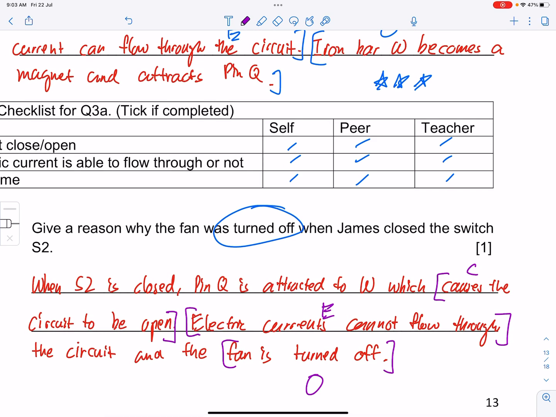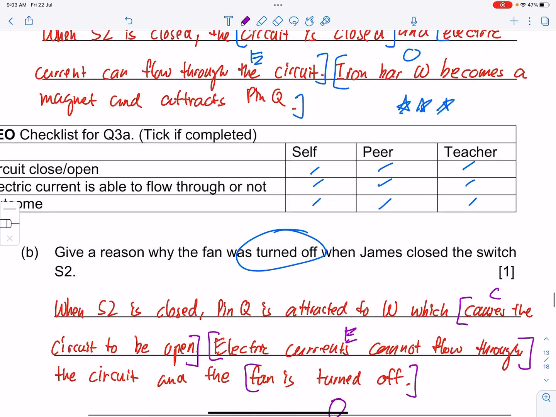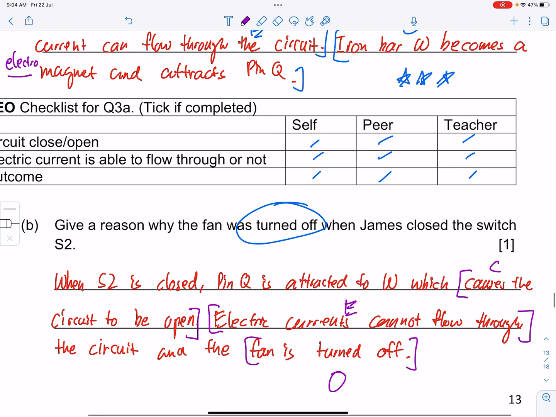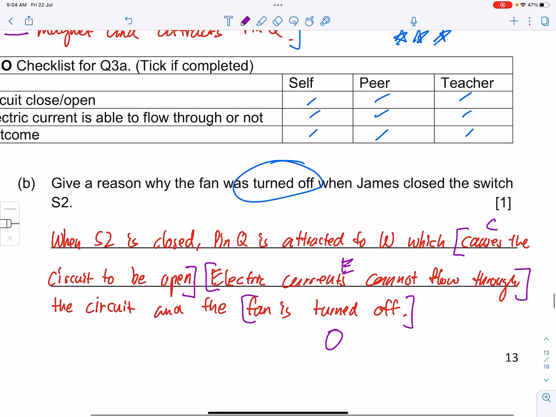Yes. Sorry, I messed up. This one becomes an electro. I forgot the word electro. Okay, this is important. Thanks for highlighting. Magnet and electromagnet are different, so please make sure the word electro is there. Okay, let's inch on to the next question.